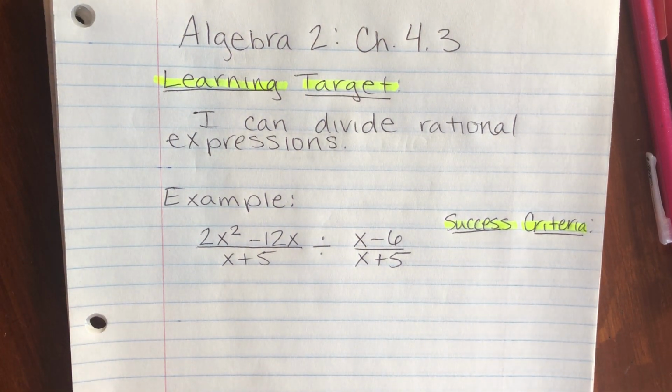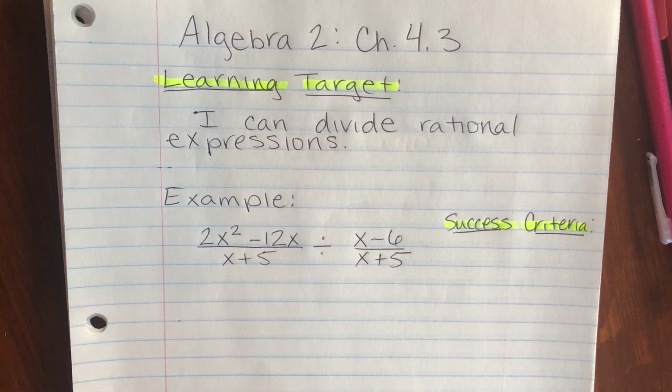We are still in chapter 4.3. This will be our last learning target for 4.3. Today's learning target is, I can divide rational expressions.